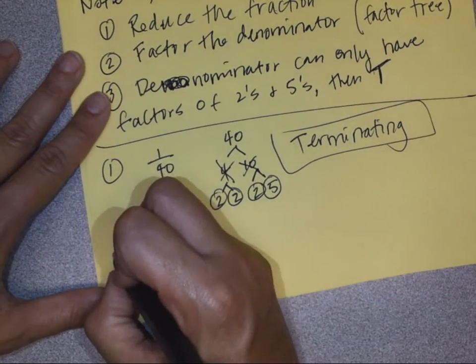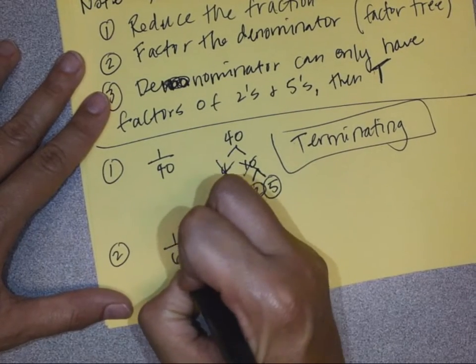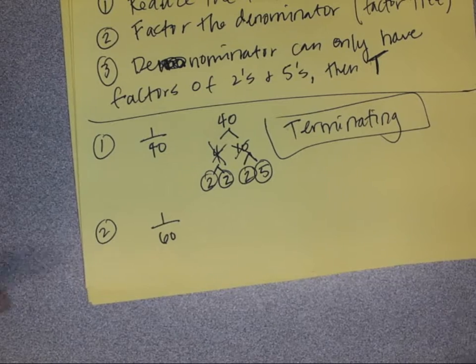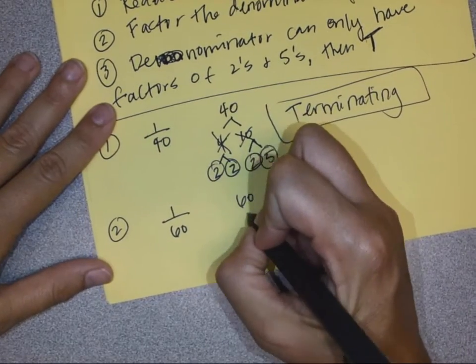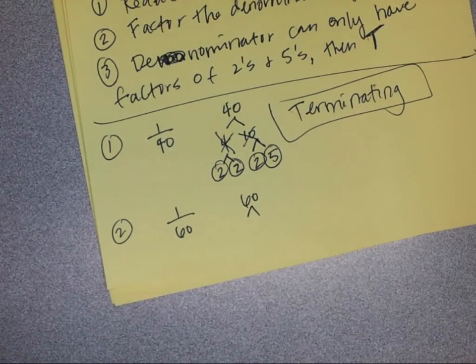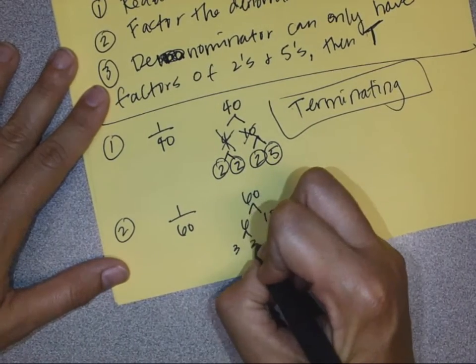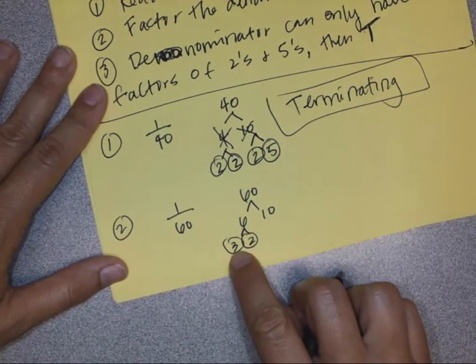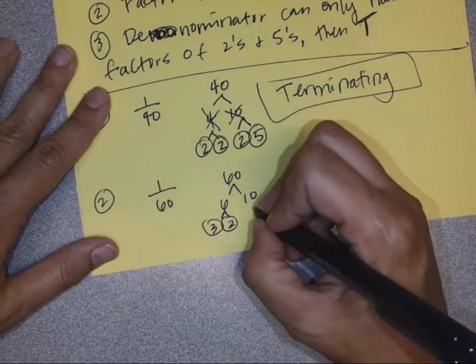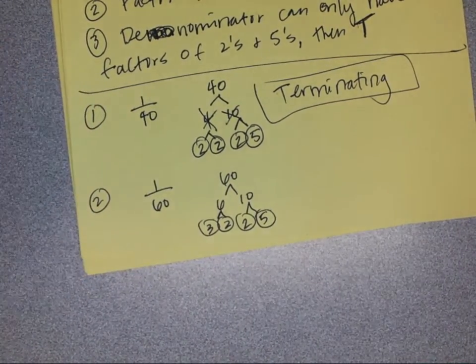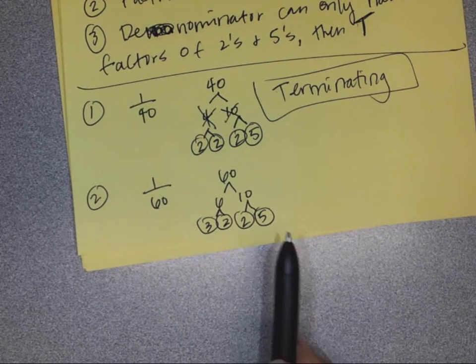Okay, another example, if I had 1/60, trying to decide if that is a terminating or non-terminating decimal. So I take the 60, I break it down into the prime factors. 60 is 6 times 10, 6 is 3 times 2. At this point I could stop because I have a 3 and I can't have a 3. But if I kept on going, 10 is 2 times 5. So the prime factorization is 60 is 3 times 2 times 2 times 5.